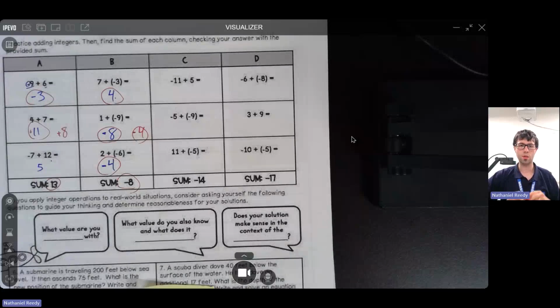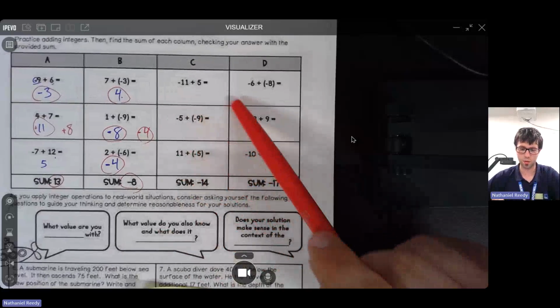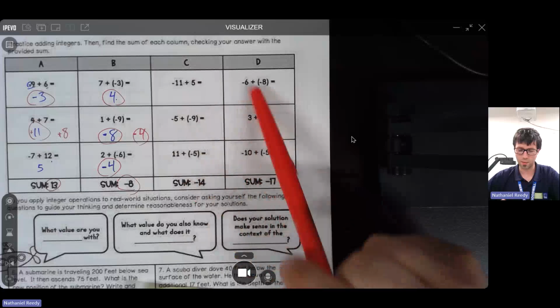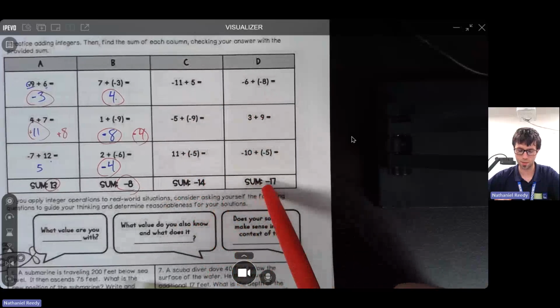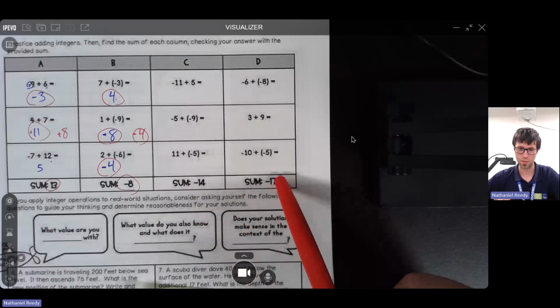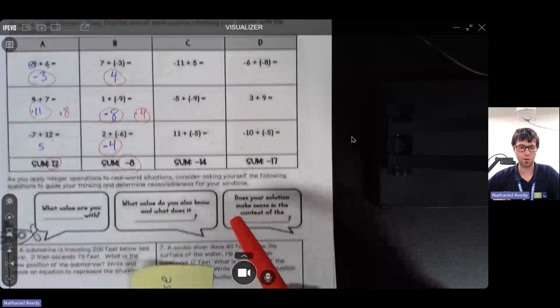If you have any questions, please feel free to raise your hand as we're working through this together. I'm going to let you guys do columns C and D by yourself. You can check your answers by adding the sums together. If you don't get those sums, again, you can ask me and we can figure it out.